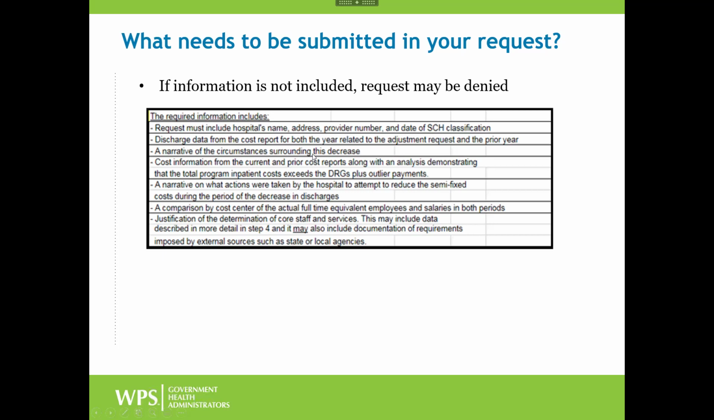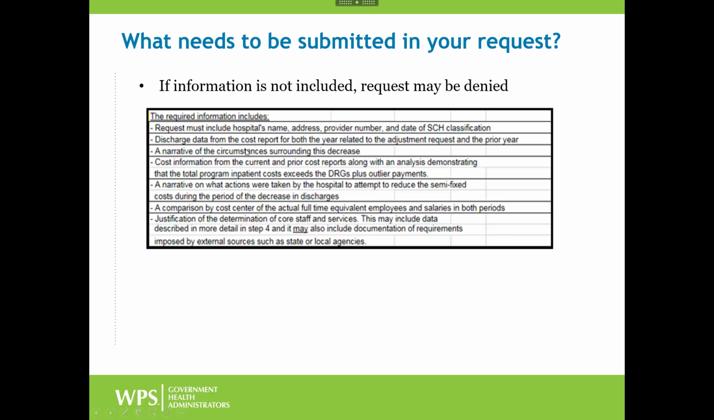So the first piece of this is your initial request. What information do you need to submit? I mentioned this before. It has to have general information about the provider, the hospital's name, address, provider number, and the date of SCH classification or MDH classification if that's the case, because that determines whether you even qualify to begin with. You must be a sole community or Medicare Dependent Hospital. We need the discharge data from both the current and prior year.